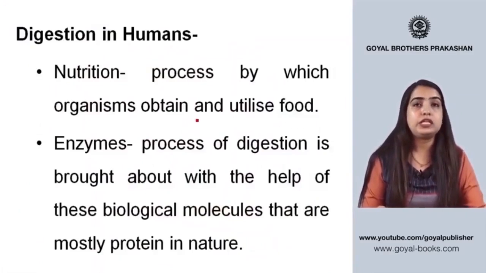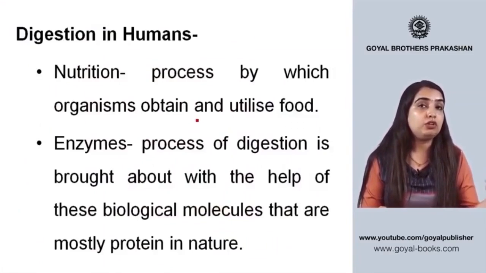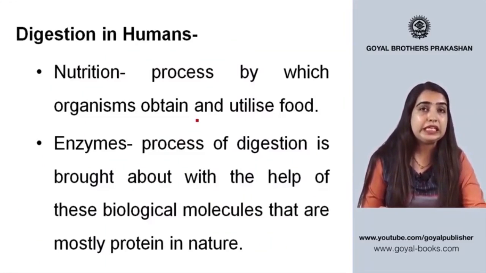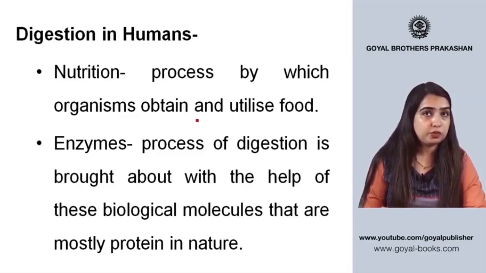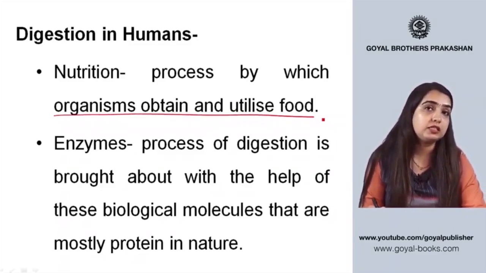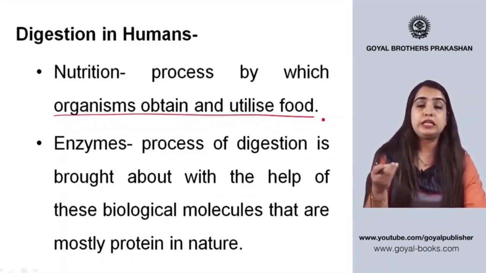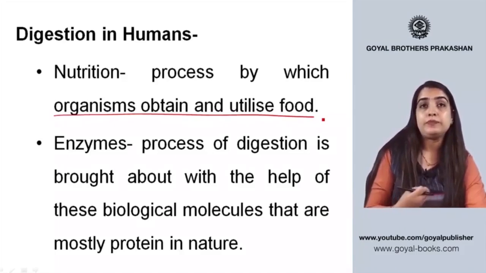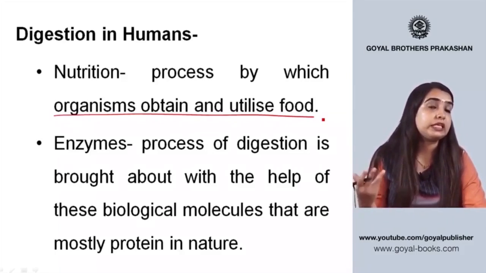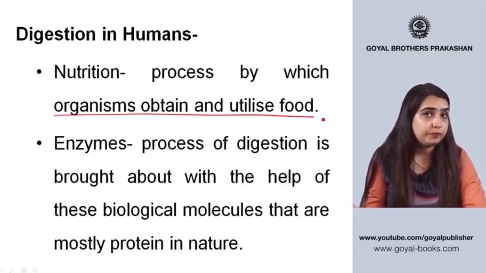Now, when we talk about digestion in humans, we also have to focus on something called nutrition. As we've been talking about the nutrients that get absorbed in our body through the food that we eat after going through various processes, we must know what nutrition is. Well, it is a process by which organisms obtain and utilize food. That is, once you have ingested food, how it is utilized as well. It's not just about obtaining food, it is also about getting it utilized in your body.